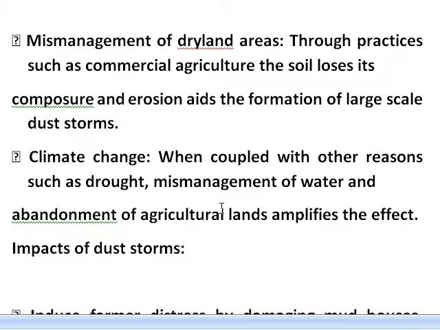Mismanagement of dry land areas, through practices such as commercial agriculture, causes the soil to lose its composure and erode, leading to the formation of large-scale dust storms. Climate change, when coupled with other reasons such as drought, mismanagement of water, and abandonment of agricultural lands, amplifies the impacts of the storms.